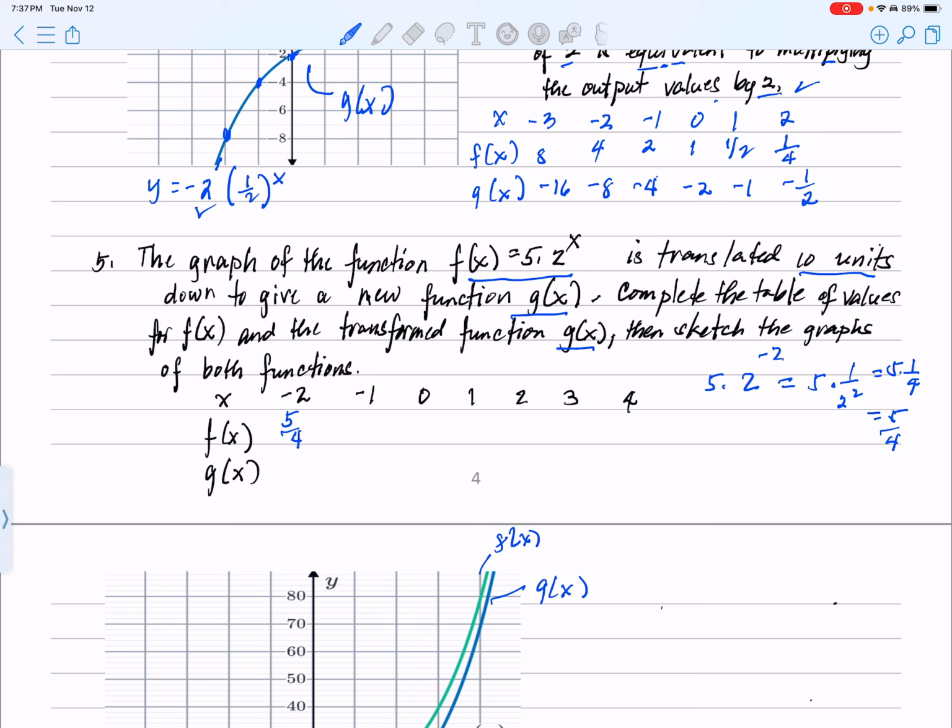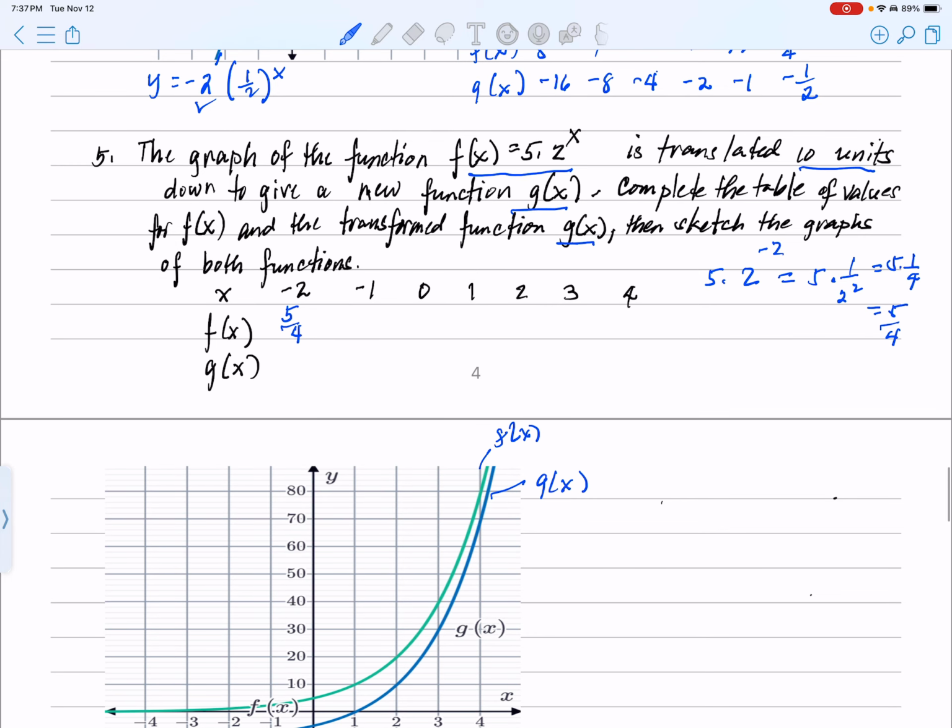Now x is negative 1: 5 times 2 to the power of negative 1. That's 5 times 1 over 2, so you have 5 over 2. When x is 0, remember anything raised to 0 equals 1, so that is 5 times 1, which equals 5. Then 5 times 2 to the first power is 5 times 2, that is 10.